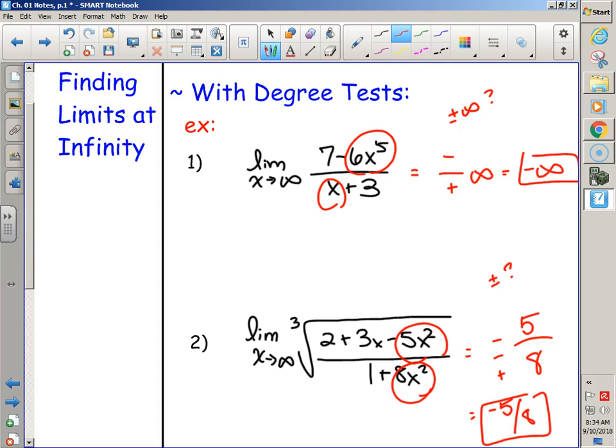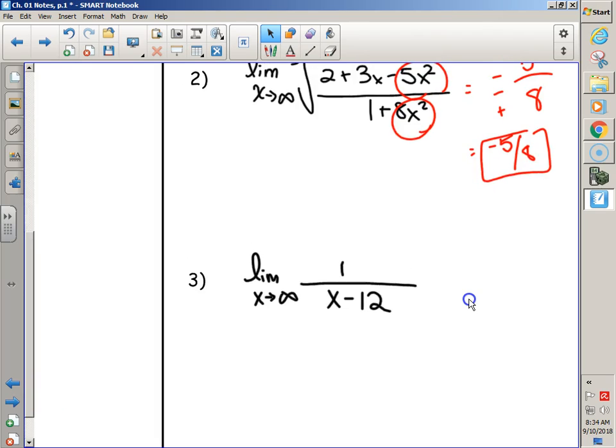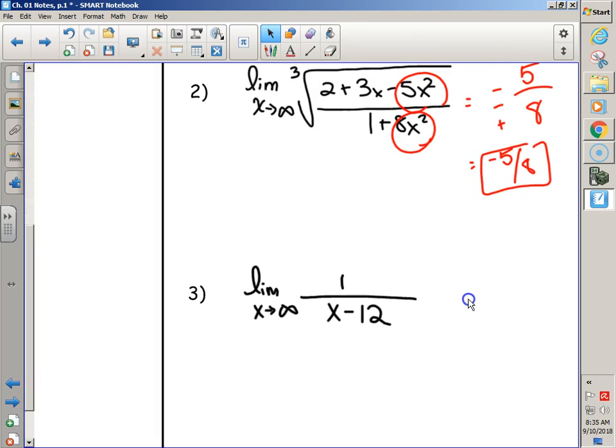But let me just give you a quick warning. If for any reason one of these was a square root of a little bit different expression, we might be having some issues right now. And the sign might be different than it would naturally look just by taking the ratio of leading coefficients. But I have some tricky ones in just a second. So let's go ahead and try number 3 first. These ones are pretty straightforward.